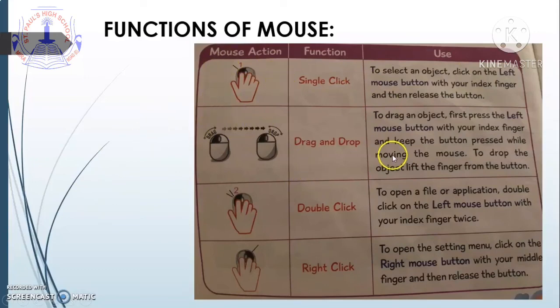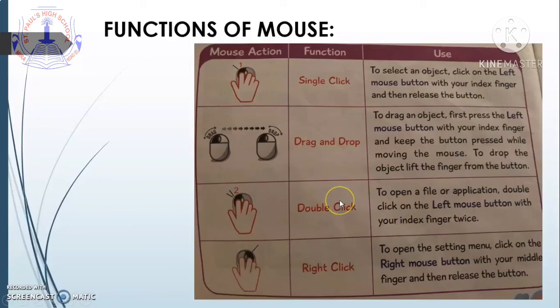Now drag and drop. What does drag and drop mean? Here you all can see the left button is clicked. If you click on the left button, drag means push your mouse, and drop means leave the button.